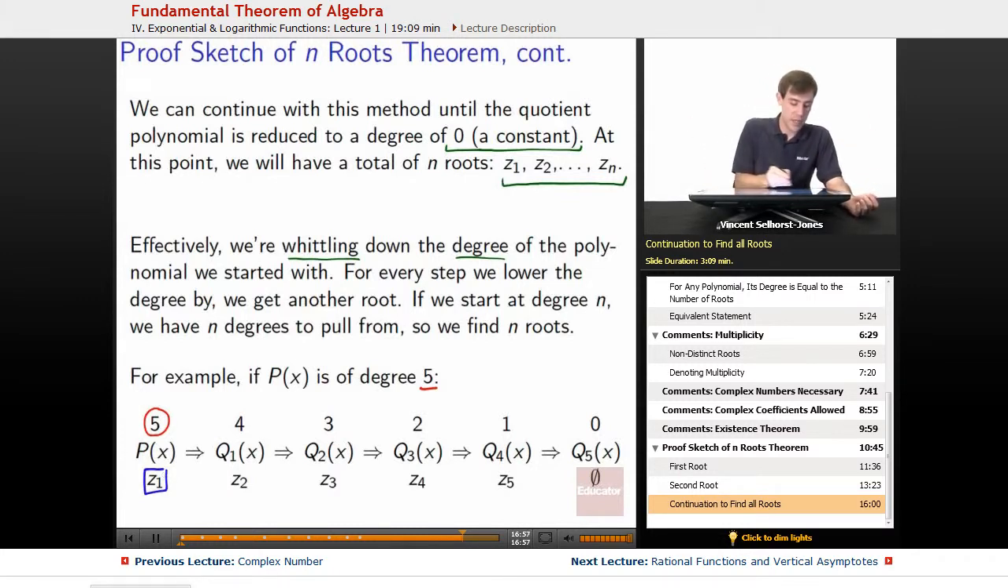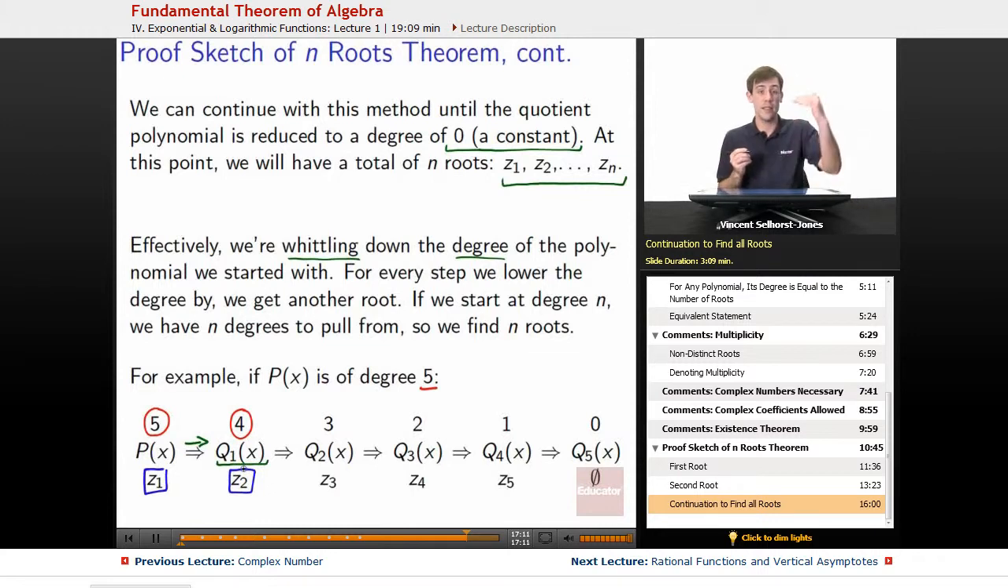Then we use the division algorithm to break it into q1 of x. Now q1 of x is going to have degree 4, and so by the fundamental theorem of algebra we're guaranteed another root, z2. And since z2 is the root of q1, and q1 is contained inside of our initial polynomial p, z2 must also be a root for p of x. Great. Now, we use the division algorithm again.